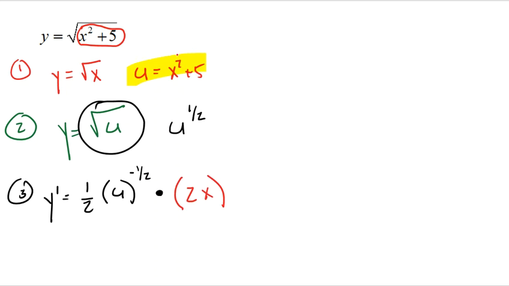Again, power rule. 2 falls down in front. 2 times x to the first is just 2x. 5 is a constant. The derivative of 5 is 0. So there's my answer, but now I just have to clean it up.